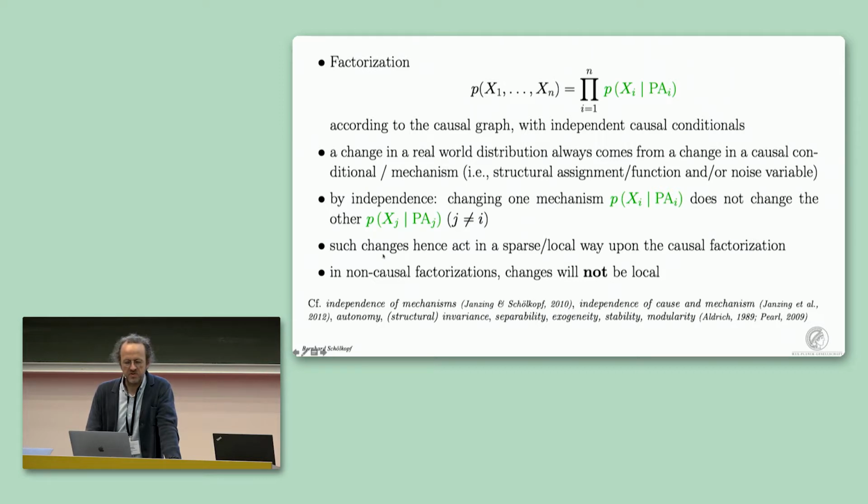So we would assume in reality, if we change a real system gradually into another one, then these changes should somehow be sparse or local in this factorization.